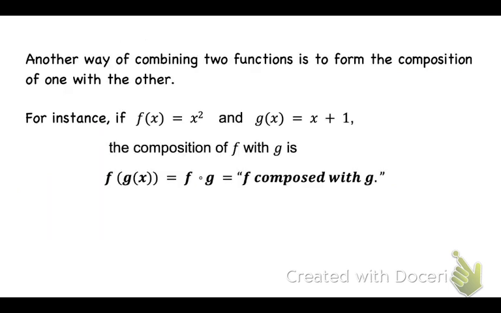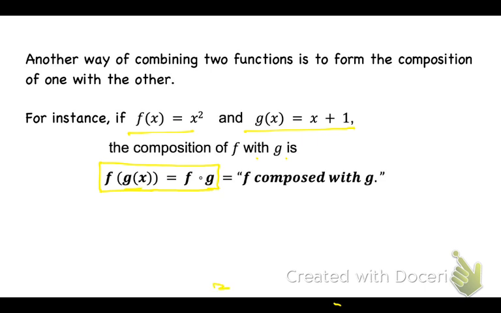We got combinations. Another way of combining two functions is composition of one and the other. So if I have f of x equals x squared, and g of x equals x plus 1, the composition of f with g, we can write it f of g of x, or we can write it f composed with g with that open circle. Remember doing this last year? Okay? And we read it as f composed of g.